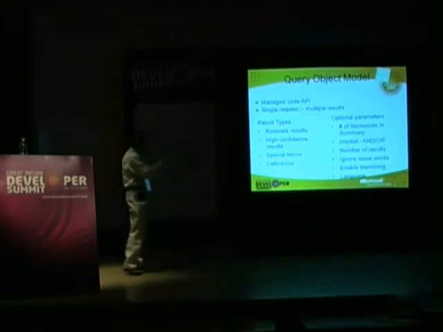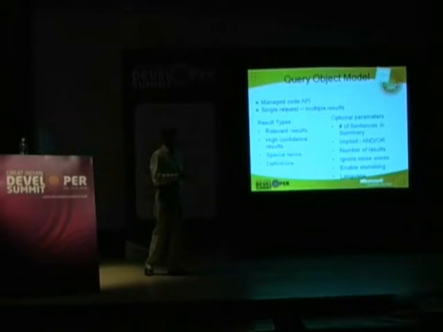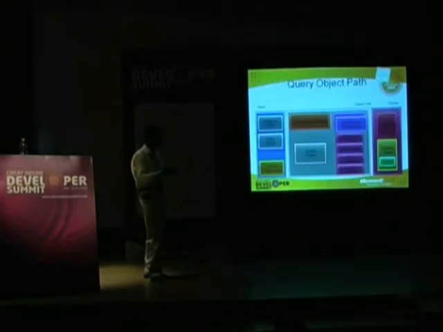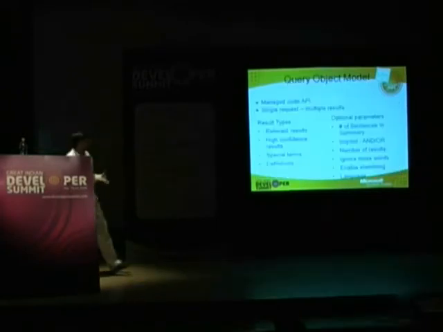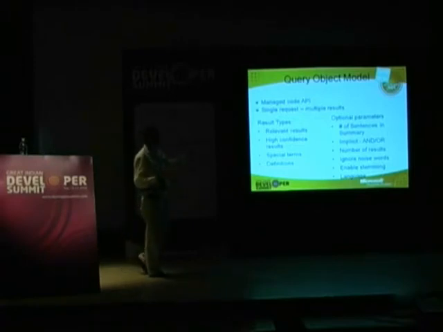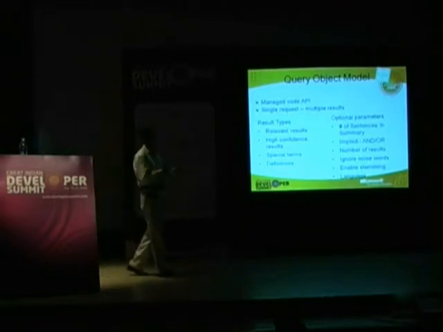And you can also set optional parameters using the object model, which could be like the number of sentences to be returned in the summary, implicit AND or OR, and the number of results that are supposed to be returned, 1,000, 2,000, 3,000, whatever the number is. Ignore noise words. Noise words are something that really does not have any meaning, for example, and, is, or kind of stuff. So you want to ignore them, or you want to have them considered during the search or query. And then, do you want to enable stemming, or disable stemming, or do you want to have any kind of language bias, or not? So all these properties can actually be set using the object model as well.